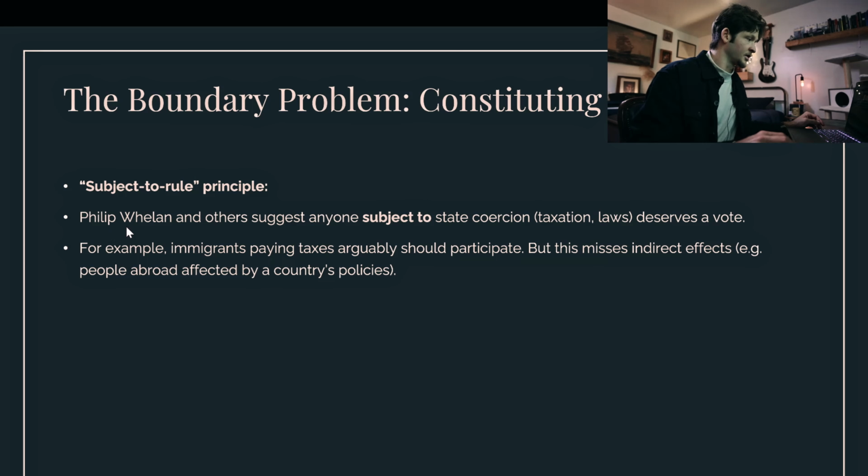Subject-to-rule principle. Philip Pettit and others suggest anyone subject to state coercion, taxation, laws, deserves a vote. For example, immigrants paying taxes arguably should participate, but this misses indirect effects, e.g., people abroad affected by a country's policies. So they're basically questioning if you're affected by the policies of a democratic state, should you be allowed to vote? That would mean anybody in the world who's affected by, let's say, American policies, should they be allowed to vote in our elections? I don't necessarily think they're allowed to, but this is questioning, should they be able to?